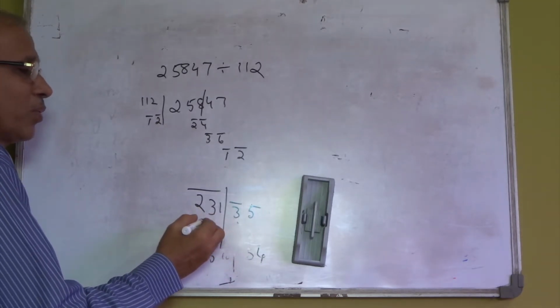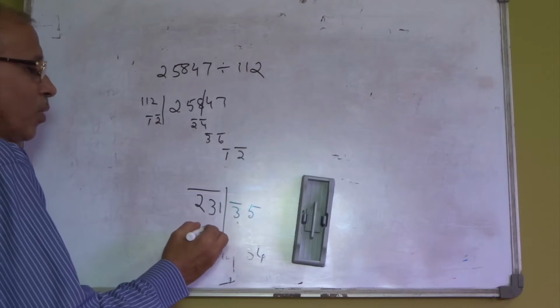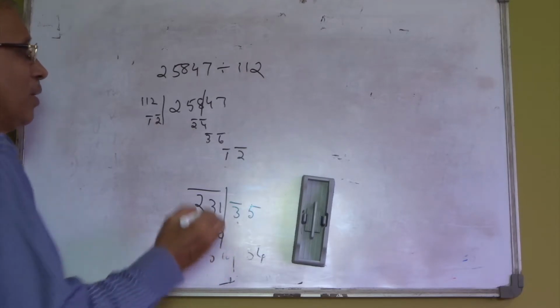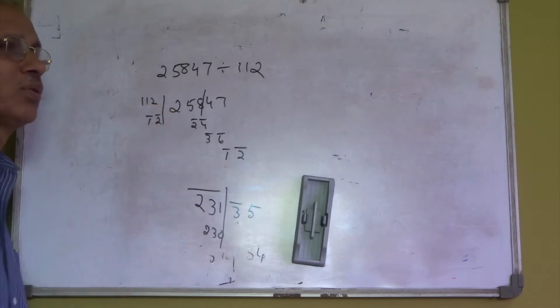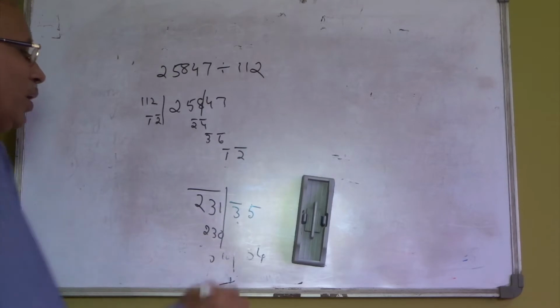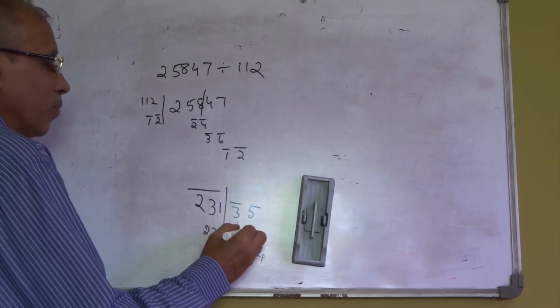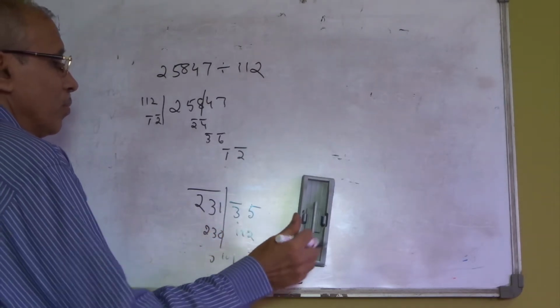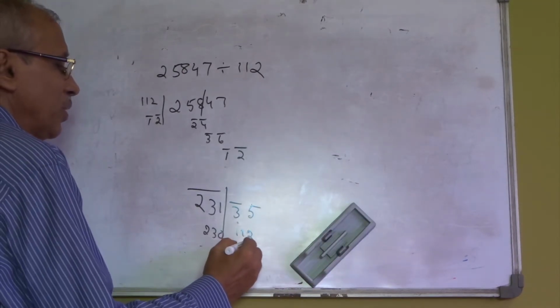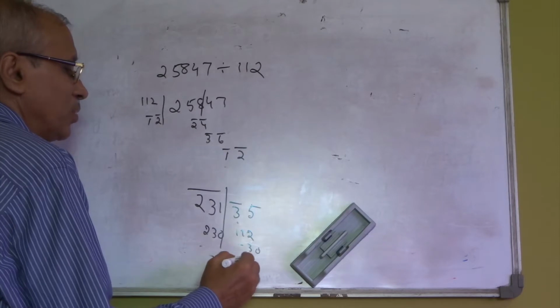For this we have to take 1 from this side. So 230. It is not 10, it is 112. Because when you have divided, you have got 1. So this will be 112 minus 30 plus 1.